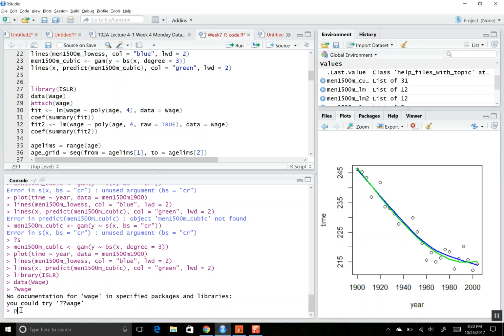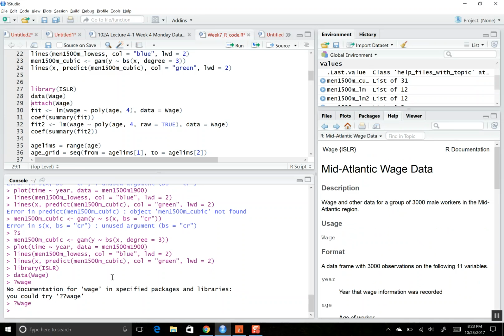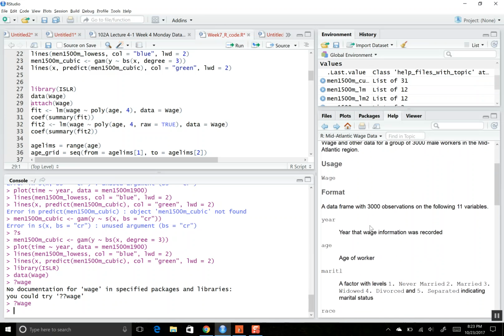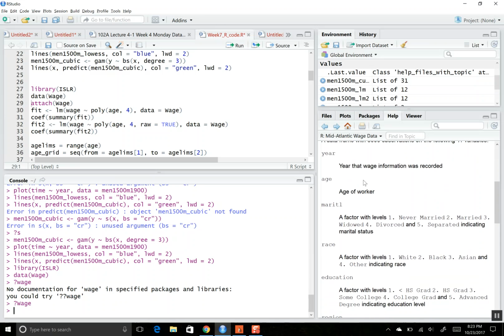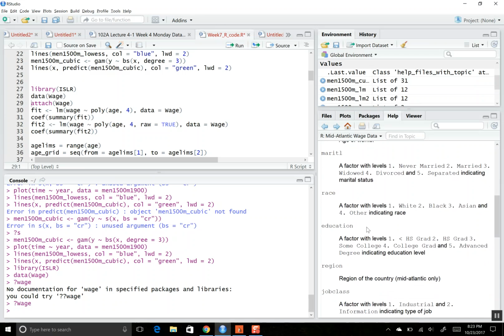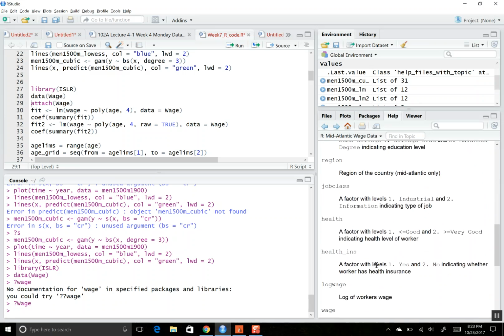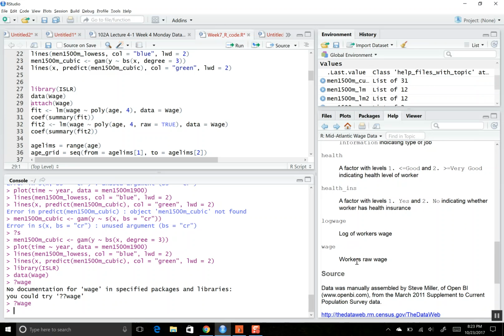So if I just do a plot, let me attach Wage here. Okay, it says Mid-Atlantic wage data. It has wage and other data for a group of 3,000 male workers in the Mid-Atlantic region. We have different information, such as the year it was collected, the age of the worker, marital status, race, education, region, job class being industrial or information, their health, and we can look at the log wage, the log of the worker's wage, and the wage itself.